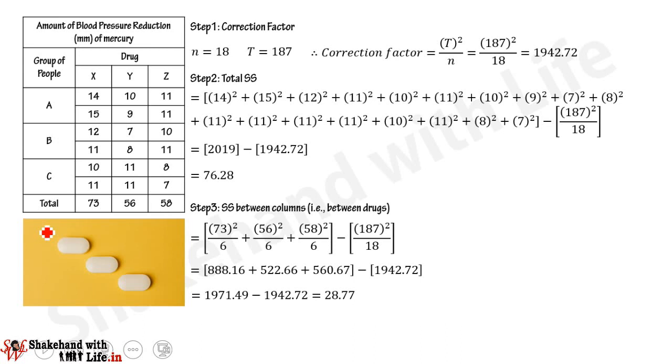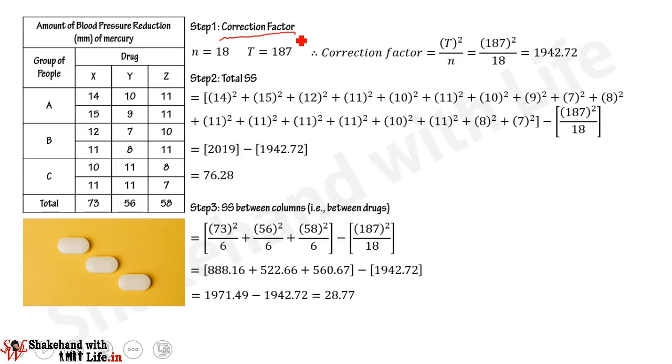Now we calculate different terms to calculate the F ratio for two-way ANOVA when we have repeated values or a repeated experiment. So in step number 1, we calculate the correction factor first. Here we use the coding method, so we need to calculate the correction factor.